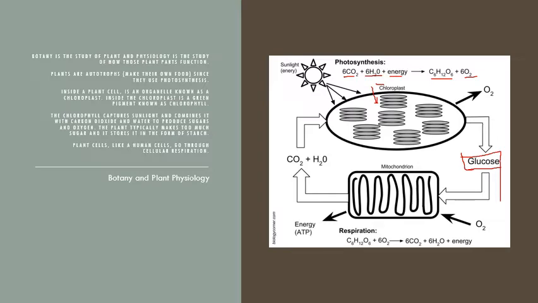So the glucose goes into the mitochondria, and you can see that down here. Right here is the glucose, and it adds oxygen. And then what happens is it creates carbon dioxide and water and energy. The energy that is created, the cell then uses. So your body can move because your mitochondria is producing energy for your body to move. So this is called respiration.